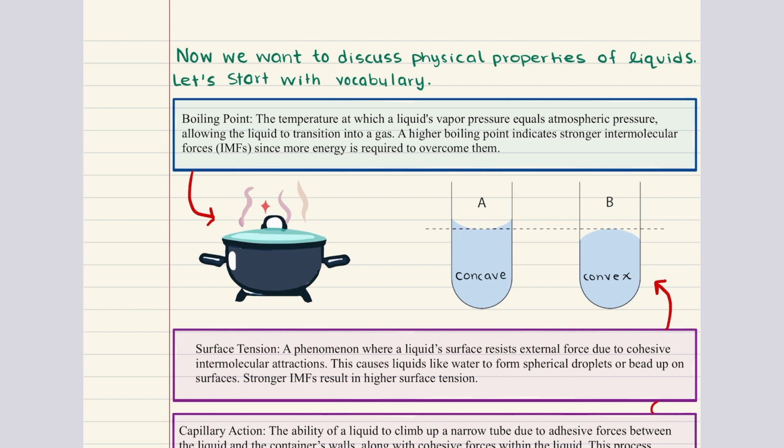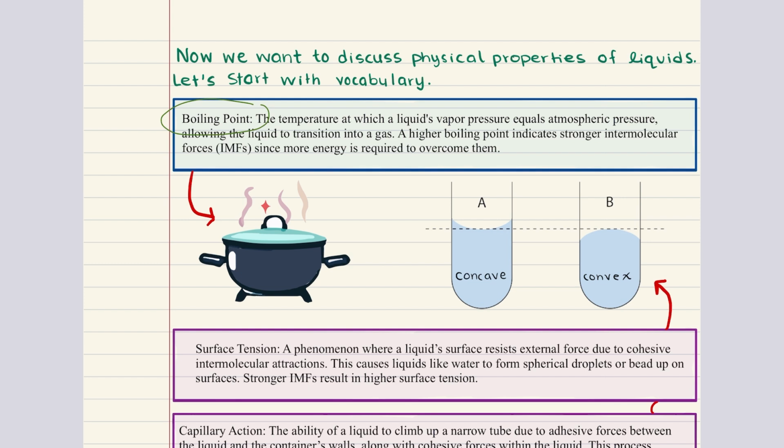Why do some liquids resist flow while others do not? And why do some liquids form droplets while others spread out? These properties are all governed by the strength and type of intermolecular forces at play. And we're going to break down the key concepts that will help us make these connections. Let's begin with boiling point.